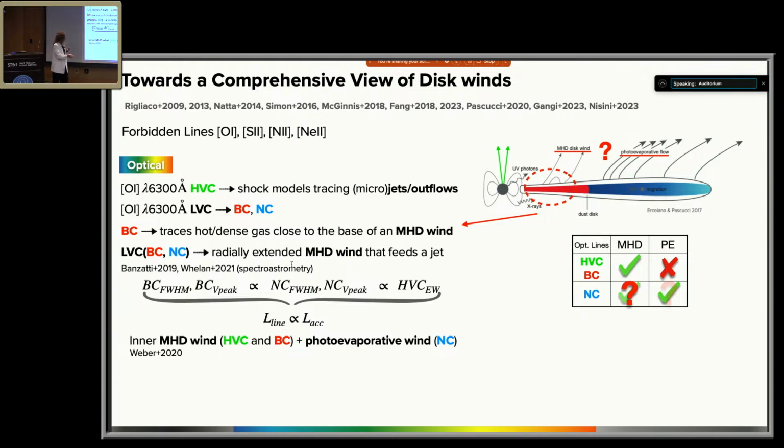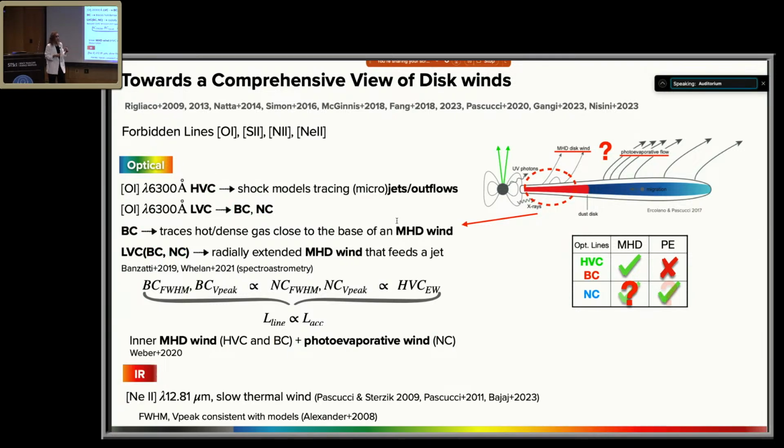As pointed out in Whelan 2021 with spectroastrometry techniques, at least for one source, RU Lup, we know for sure that the narrow component seems to be related to magnetohydrodynamical winds. So this is something that we are still working on, and hopefully with future observations we can really understand the origin of this narrow component. But this is only using the optical observations.